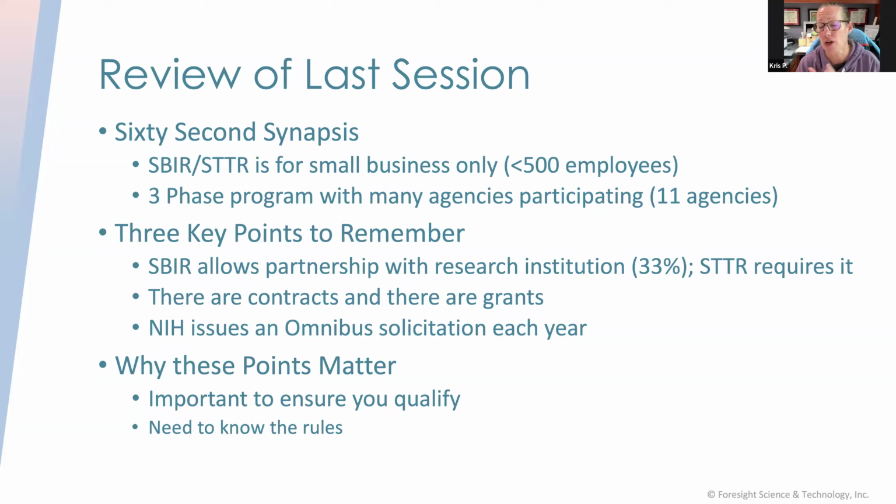Dell also talked about contracts versus grants. There are contracts and grants, and NIH happens to be an agency that issues both contract and grant solicitations. Again, today we are talking specifically about the grant solicitation from NIH. The contract solicitation comes out once a year in the fall. NIH issues this omnibus solicitation each year, which is the general call for proposals with topics from 24 institutes and centers, over 200 pages of interest areas.